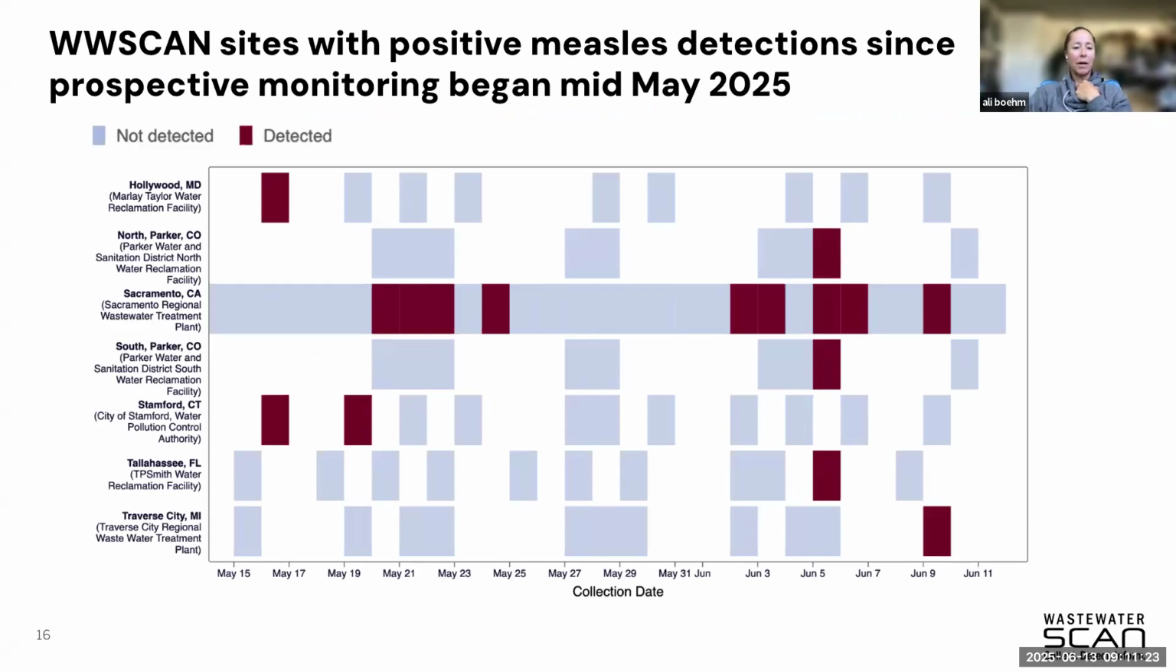Since we started the prospective monitoring, we've had a handful of sites that have had at least one positive detection, and they're shown here. Blue means that a sample was collected and was negative, red means a sample was collected and was positive for measles, and white means no sample was collected. And what you'll notice is that there were a lot of positive samples at this site in Sacramento across the middle. That's one of our sites that samples every single day. And they've been working with us since 2020 and sampling every single day since 2020. So they've been an amazing partner.